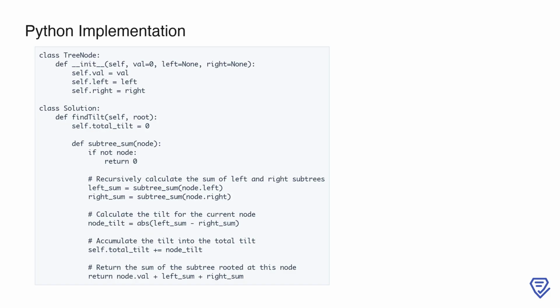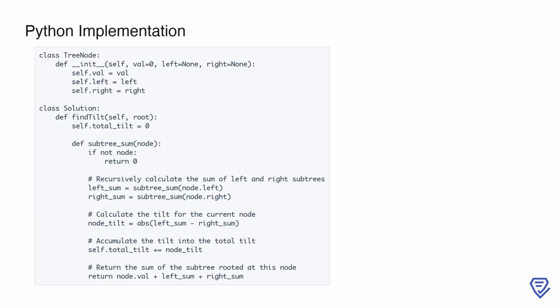To implement the solution for the binary tree tilt problem, we start by defining a basic structure for a binary tree node. The TreeNode class includes three attributes: val for the node's value, and left and right for its child nodes, which are initialized as None by default. Next, in the Solution class, we define the findTilt method, which will compute the total tilt of the tree. Inside this method, we initialize a variable total_tilt to 0, which will store the cumulative tilt of all nodes.